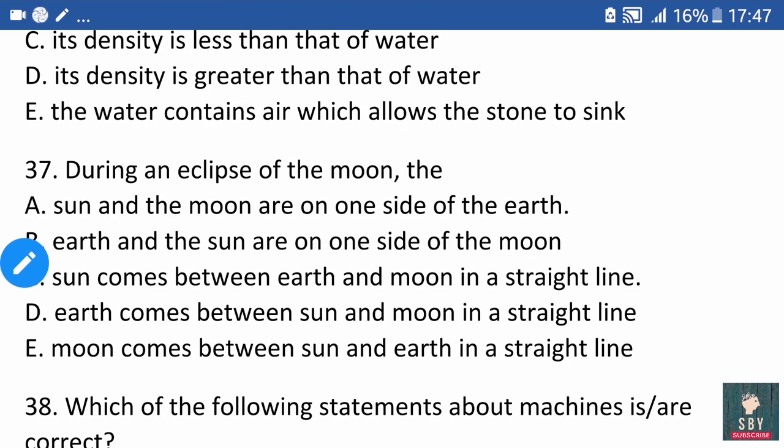No. The earth and the sun are on one side of the moon. Okay, the sun comes between the earth and the moon. No. The earth comes between the sun and the moon in a straight line. The answer is D.